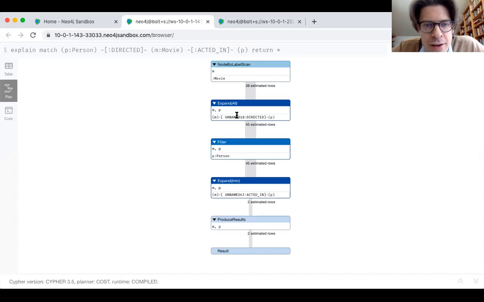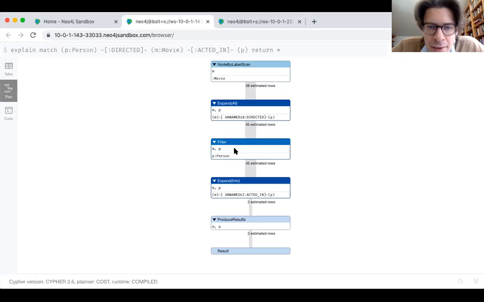Then after finding the movies, I'm trying to connect them to a person by the directed relationship. So here in the expand operation, I'm going along edges pointing from the movie to a person. And here I'm gonna essentially look for persons that have directed the movie. For the moment, P is just a variable, so I'm looking for directed relationships pointing to any kind of node.